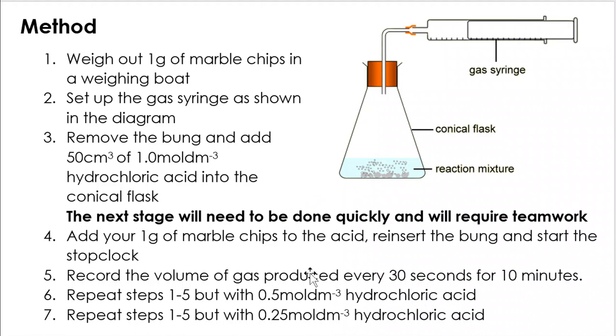And we're going to do this for 3 different concentrations of acid: 1 mole per decimetre cubed, 0.5 moles per decimetre cubed, and 0.25 moles per decimetre cubed. And we're going to measure the volume of gas, but we're not just going to measure how long it takes to get to a certain point. We're looking every 30 seconds for 10 minutes what the rate will be. We'll do it for 1 molar, and then we set the apparatus up again and do it for 0.5, and then we set the apparatus up again and we do it for 0.25.